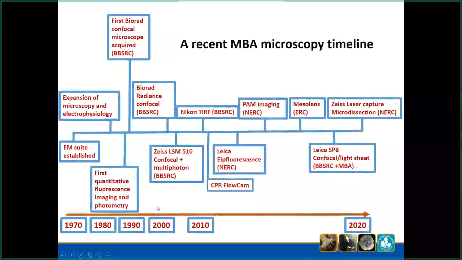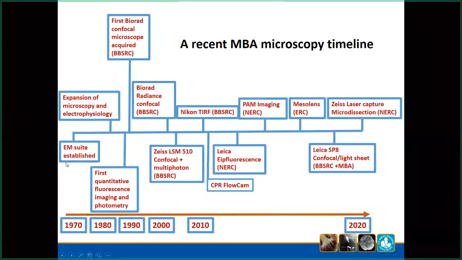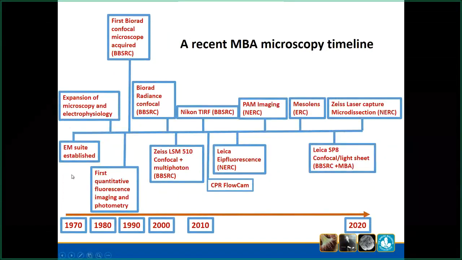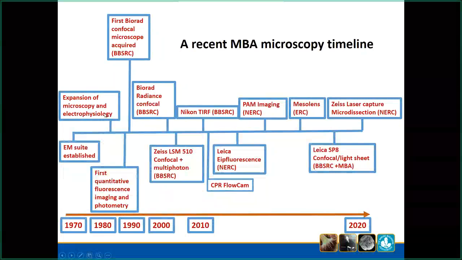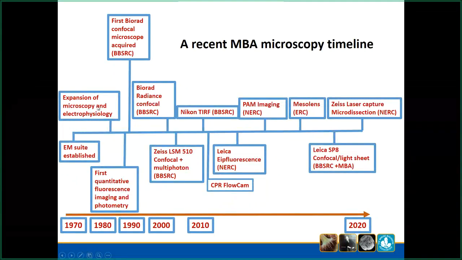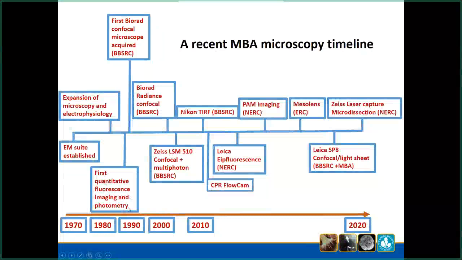So this is just a recent MBA microscopy timeline. I'm not going to go into any detail here. If we go back to the 1970s, we established, mainly through the work of Quentin Bone, an electron microscopy suite. And then during the 1980s, there was an expansion of microscopy and electrophysiology. Around the mid to late 80s, we started to do the first quantitative fluorescence imaging and photometry. And we acquired our first confocal microscope, again in the late 80s, early 90s. That was through a BBSRC grant.